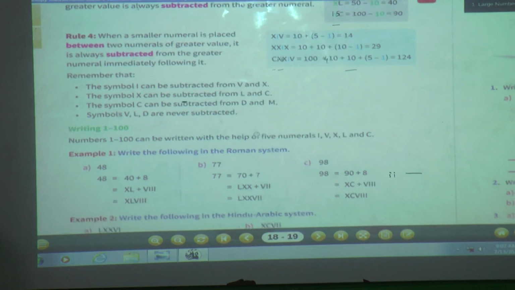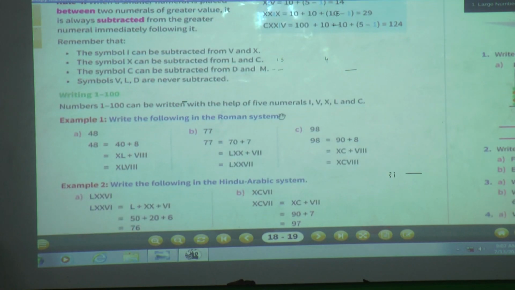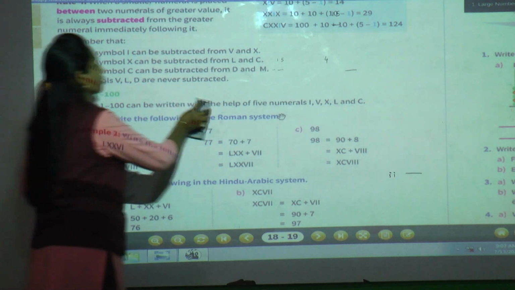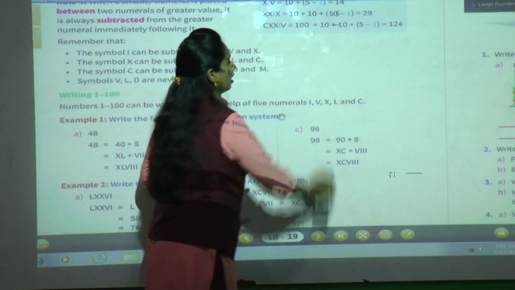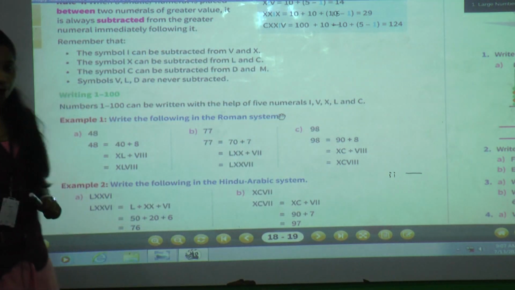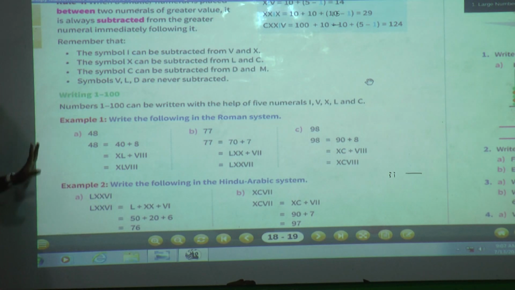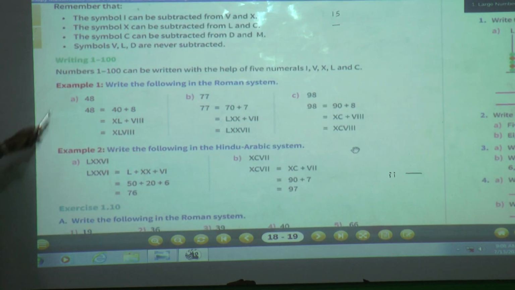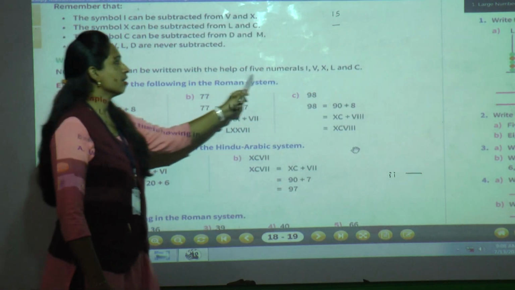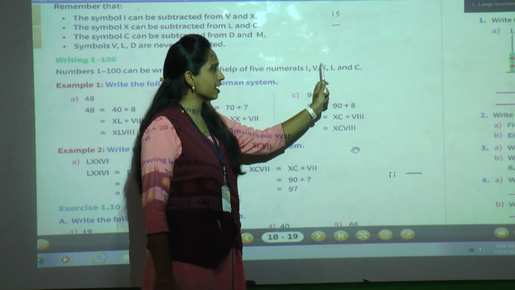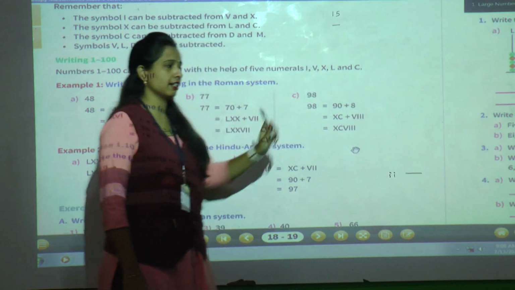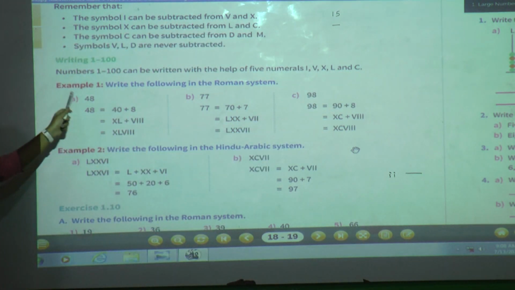Now, as we have seen, there are 7 alphabets in Roman numbers. So using those 7 alphabets, we can write Roman numbers from 1 to 100. Actually, to write only 1 to 100, we require only I, V, X, L and C. Now we will see some examples.